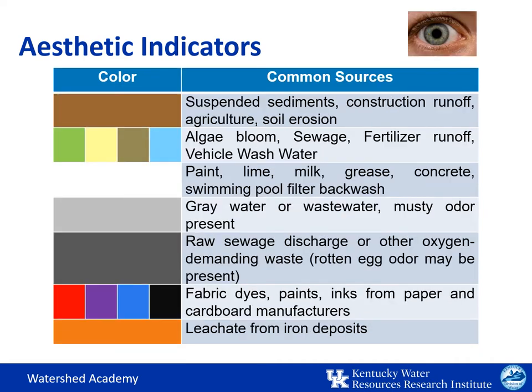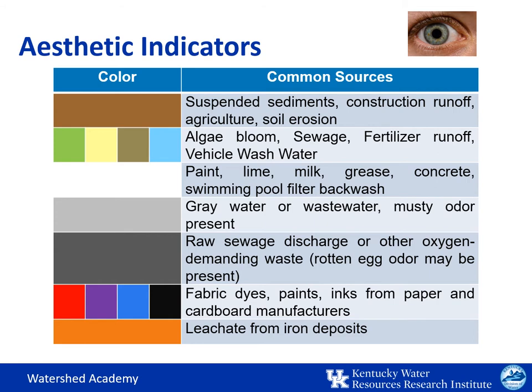Second, the color of the water can tell you a lot about what may be going on. This chart shows some of the common colors encountered in the field and what they may indicate. A brown color can obviously be suspended sediments, construction runoff, agriculture, or soil erosion. A green, yellow, brown, or blue color can indicate an algae bloom or sewage, fertilizer runoff, or perhaps vehicle wash water. A white color may indicate paint or lime, milk, grease, concrete, or swimming pool filter backwash.